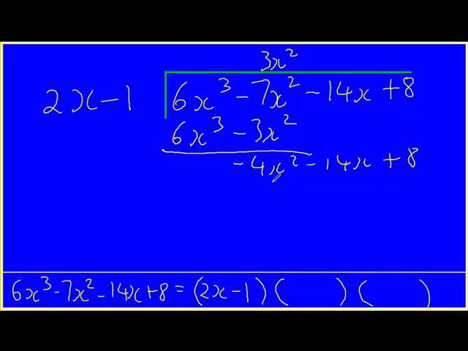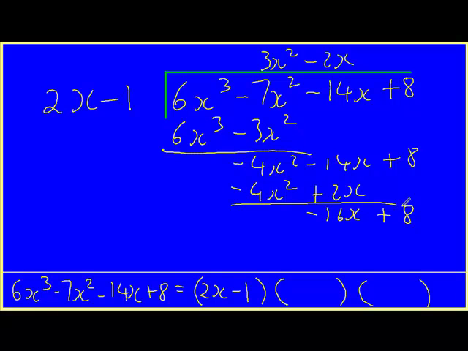Negative 4x squared divided by 2x gives me negative 2x. Multiplying negative 2x by that gives me negative 4x squared plus 2x. Be careful, the signs have changed. And taking away, I'm left with negative 16x plus 8. And negative 16x divided by 2x gives me negative 8. And then the last bit, negative 16x plus 8, gives me 0.